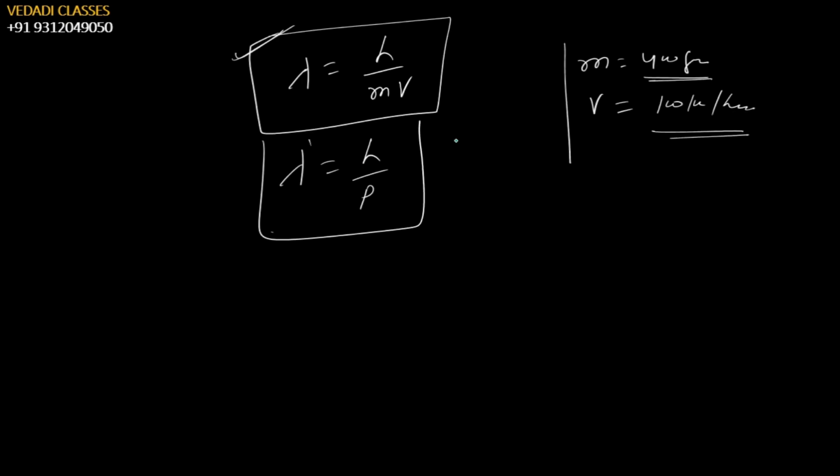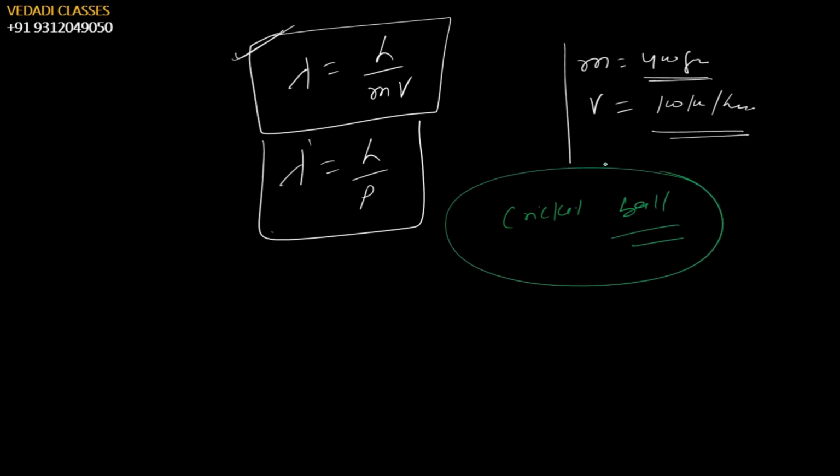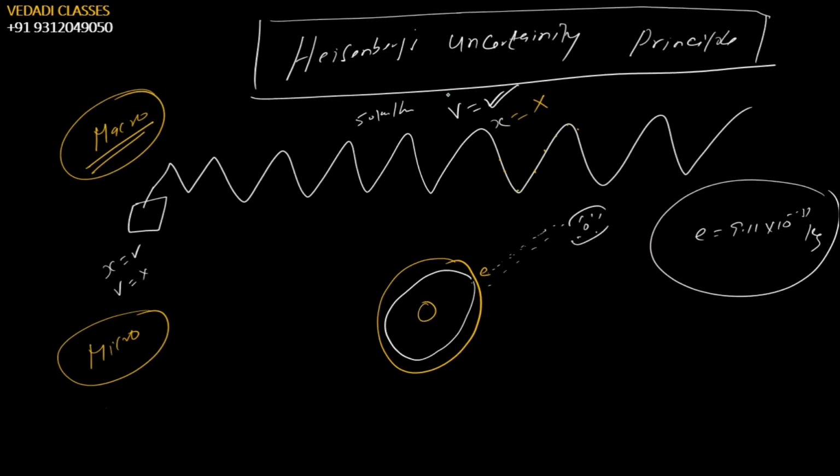Now we have also discussed the cricket ball concept. It is difficult to find the wavelength of a cricket ball when the bowler bowls. Why? Because the cricket ball has a bigger mass, and it also has a bigger velocity. So the more velocity and mass it has, the less possibility of finding the exact wavelength, because it is inversely proportional to them.